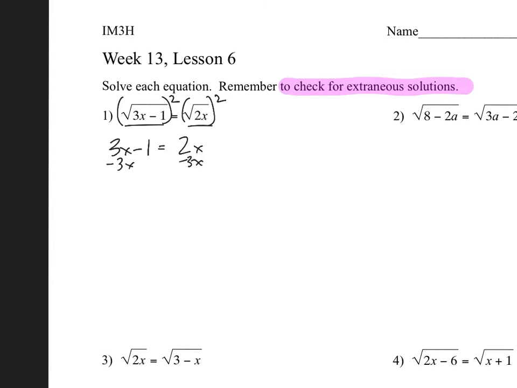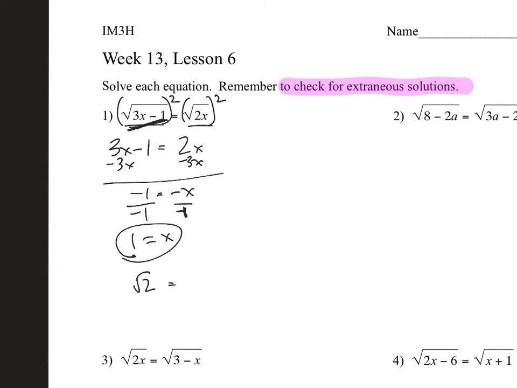Subtract 3x from both sides. Divide both sides by -1. And get an answer of x equals 1, okay? Which is great and fine and dandy. Just make sure to check it, right? When you actually plug 1 in on the left, 3 times 1 is 3, minus 1 is 2. You get the square root of 2 on the left. Let's just make sure we get the square root of 2 on the right, which if I plug in here, I do, so this does check out, okay?